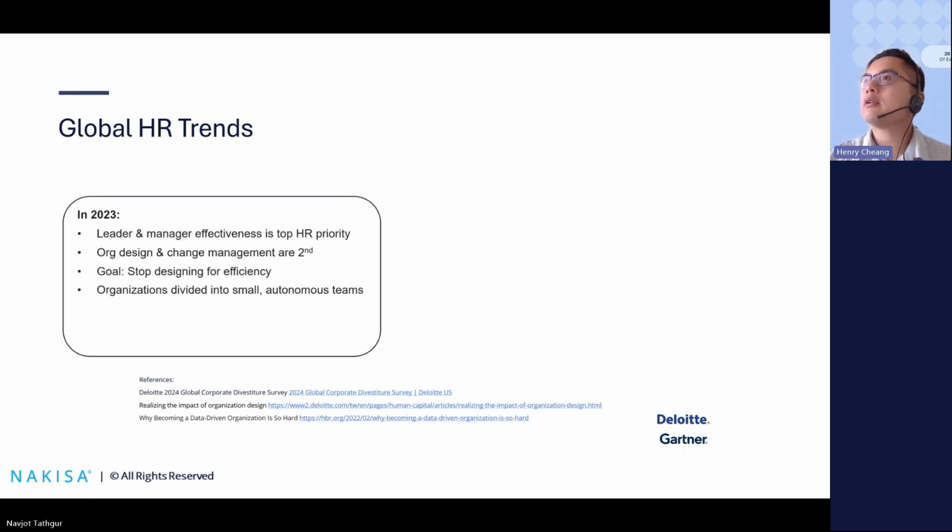In a couple of recent Gartner surveys, some pretty interesting trends and priorities have been identified. The top priority in 2023 for HR leaders and HR professionals is having effective managers and effective leaders. Obviously, this sounds obvious, but note that priorities change all the time. Right now, the zeitgeist in the HR world is that this is the top priority. And probably related to that is org design and change management. Having these things in place effectively is a strong second top priority.